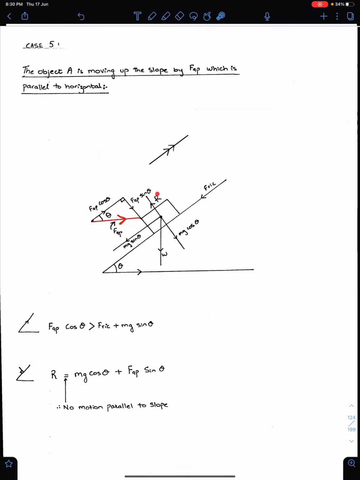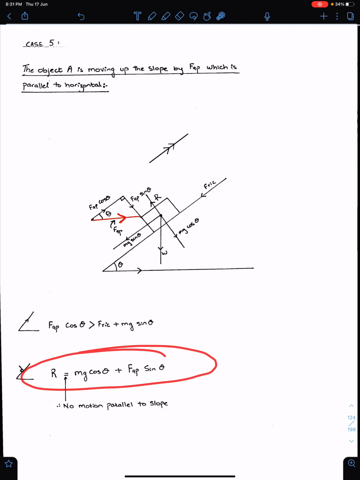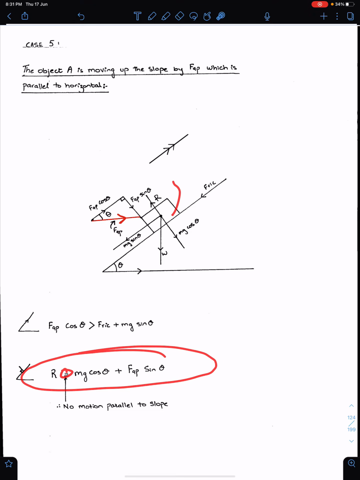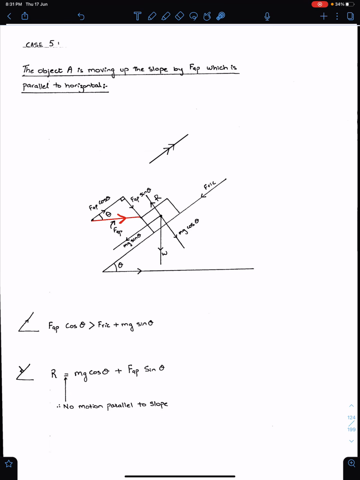R, this is the normal reaction force. So R is equal to FAP sin theta and mg cos theta, because these two forces are acting in the downward direction and this one is acting perpendicular to the slope in the upward direction, and there is no motion perpendicular to slope, so we must have an equal sign here. Make sure you draw the force diagram correctly and you resolve this F correctly.